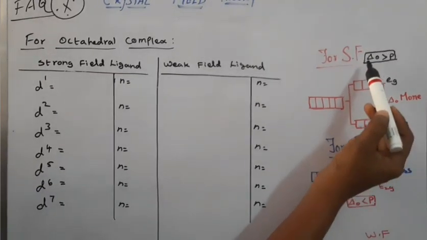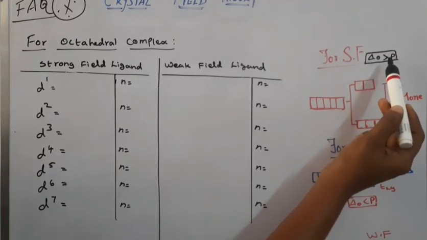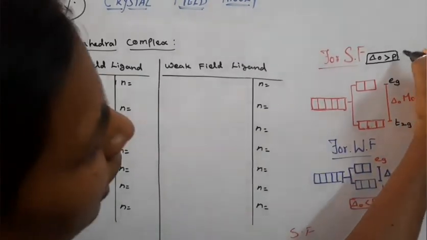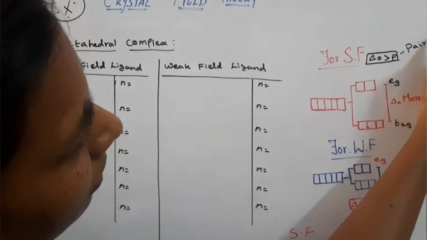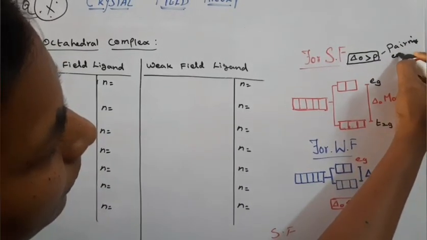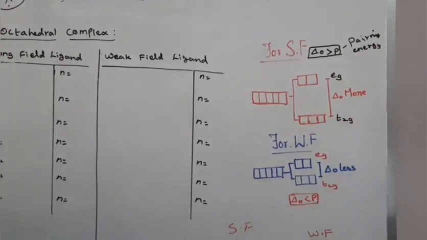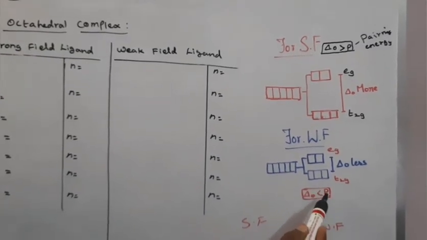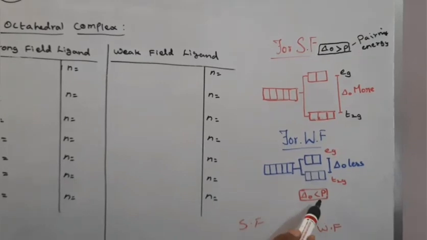So here the condition is delta O greater than P, where P means pairing energy. And for weak field ligands, the condition is delta O less than P.